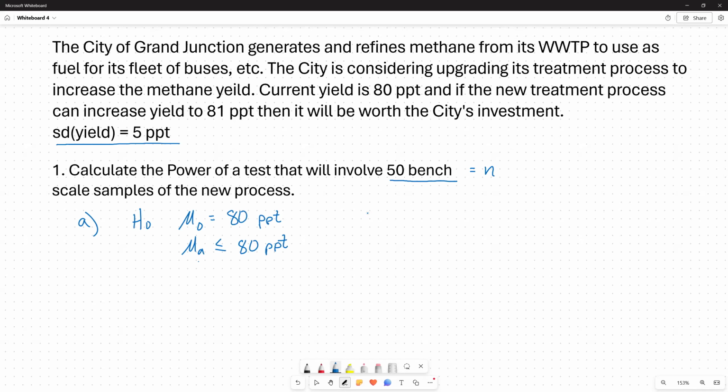All right, and now our alternative hypothesis is that mu, the population that is represented by the alternative hypothesis, is in fact greater than 80 parts per thousand. And in fact, we're going to set it to 81 for this particular test. All right. So this is going to represent our alternative distribution.